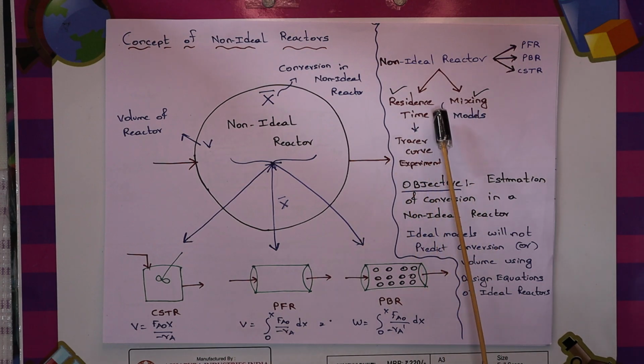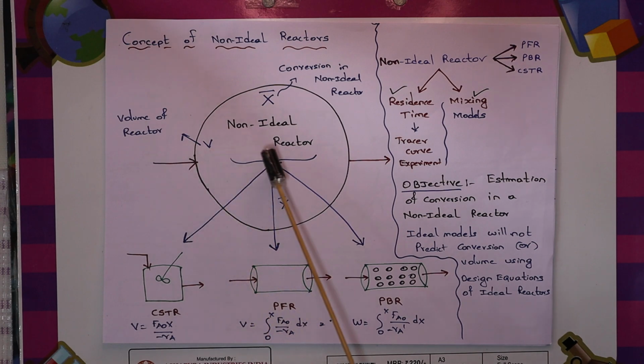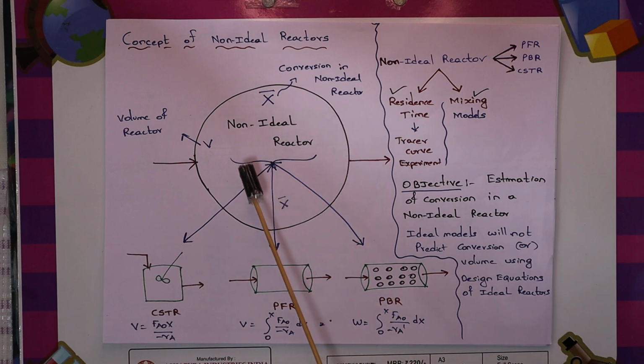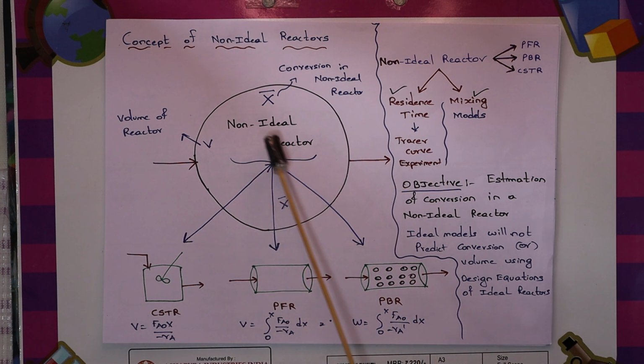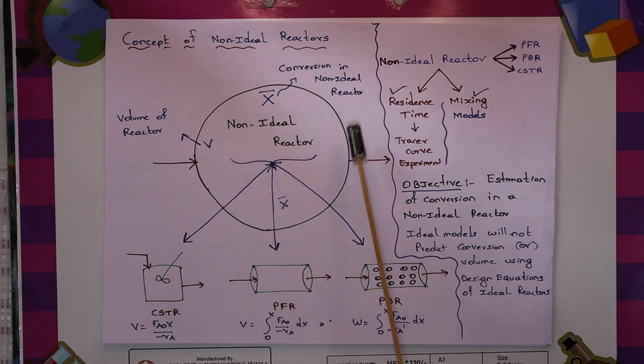The initial part of our discussion is the residence time. What is the average time spent by the molecules which are entering the reactor? That means not every molecule spends the same amount of time in the reactor. A few molecules exit after 5 minutes, a few molecules may exit after 10 minutes, and a few molecules exit after 30 minutes. So depending upon the time spent by the molecules, we can get the time information from the residence time distribution.